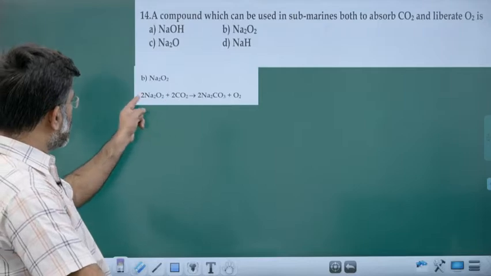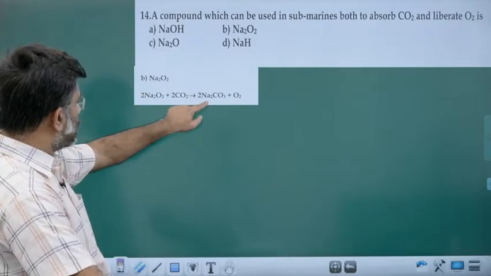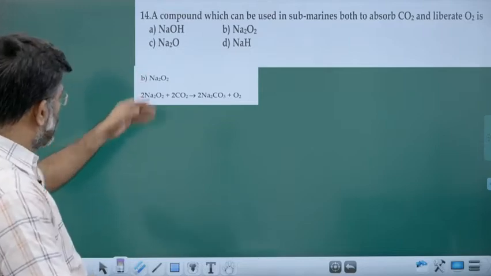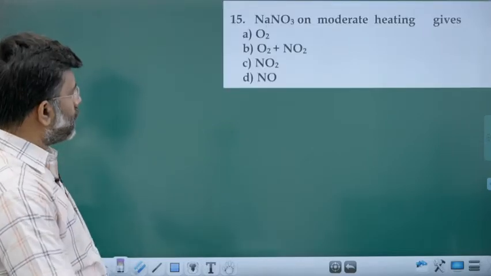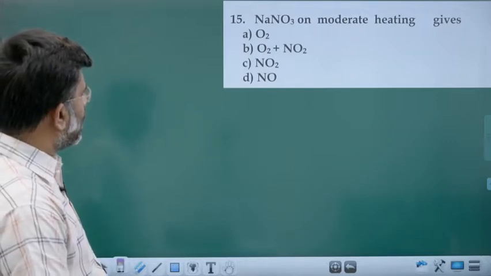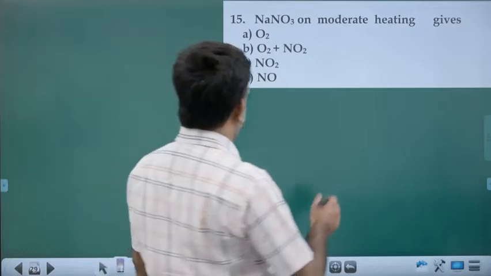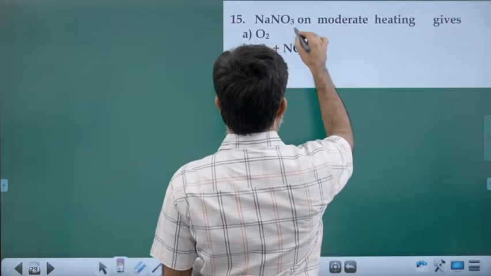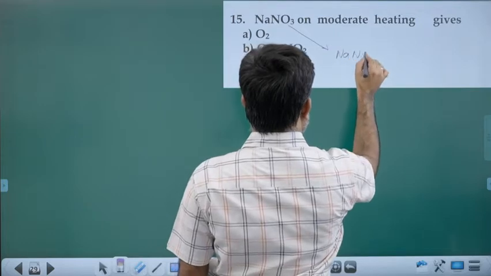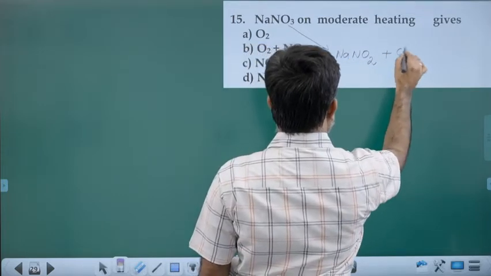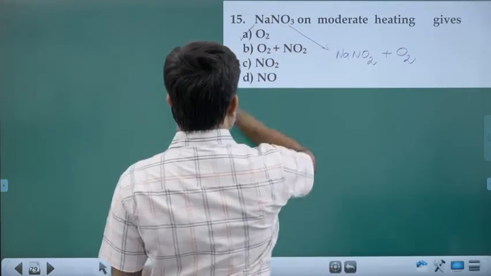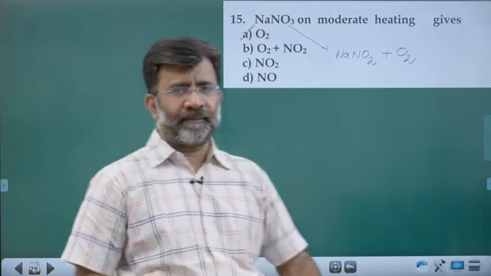And this is the reaction. Na2O2 with the carbon dioxide. It forms sodium carbonate liberating oxygen. It is sodium peroxide, famously known as oxone. NaNO3 on moderate heating gives. Upon moderate heating, you will be getting NaNO2 liberating oxygen. Option A.